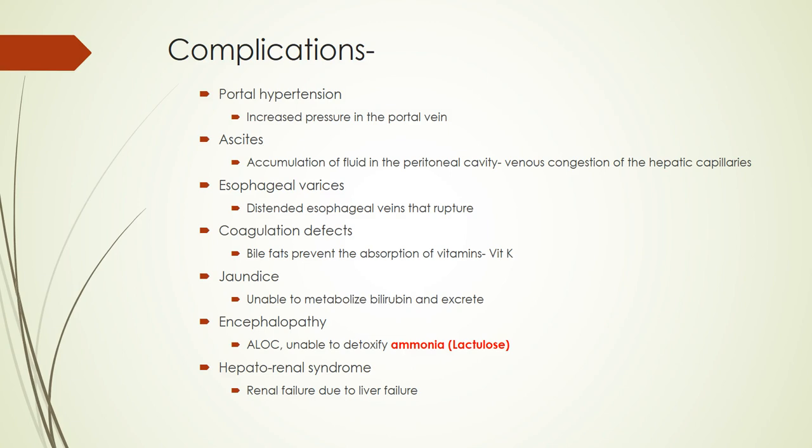Complications, you can have portal hypertension, which is an increased pressure in the portal vein. You can have ascites, accumulation of fluid in the peritoneal cavity, venous congestion of the hepatic capillaries. Ascites for me is more of that alcoholic who has drunk themselves to the point where they're beyond the hepatitis and they're actually into the cirrhosis of the liver.